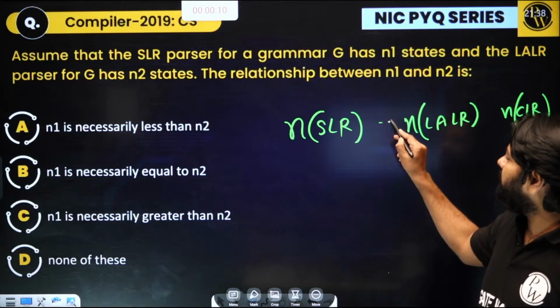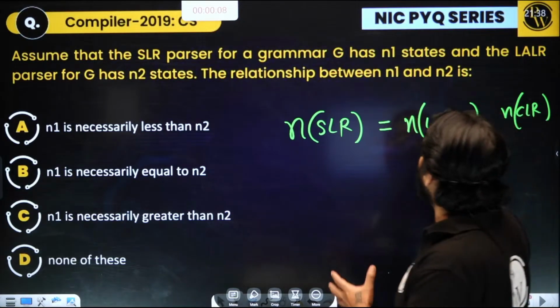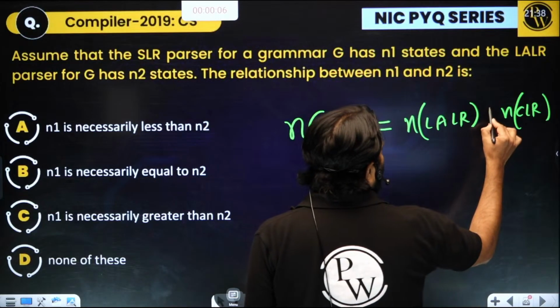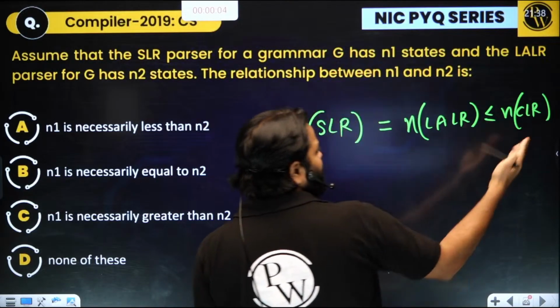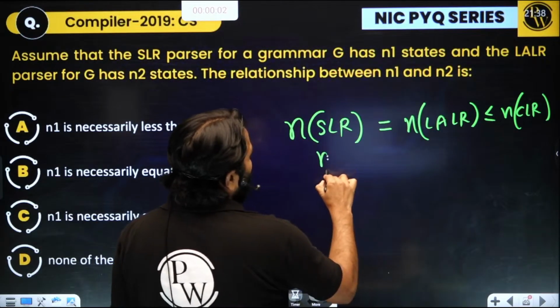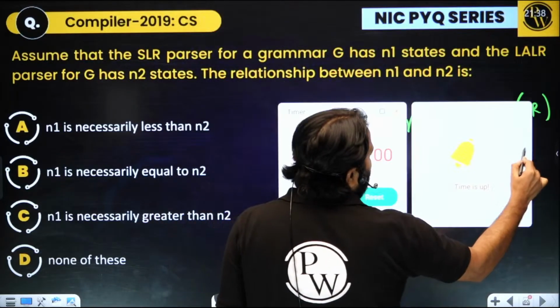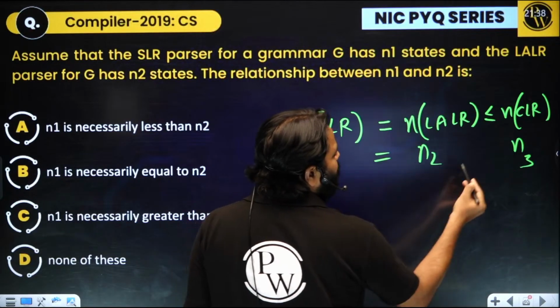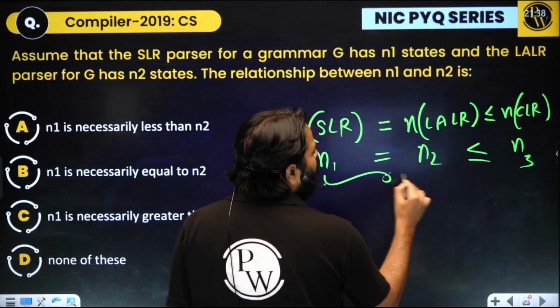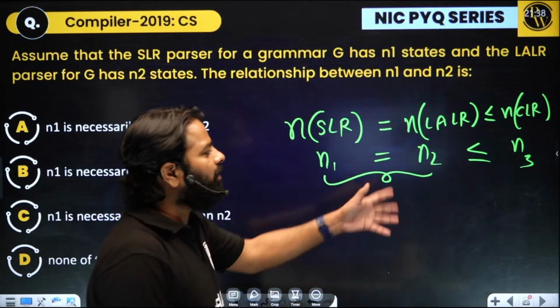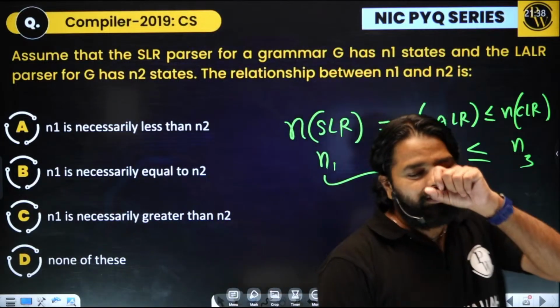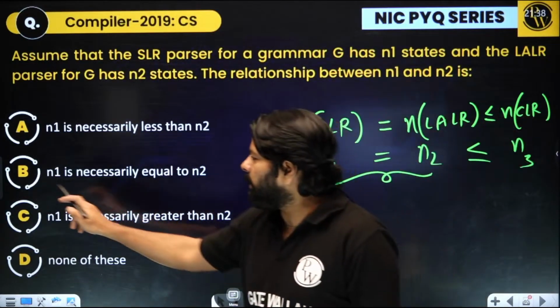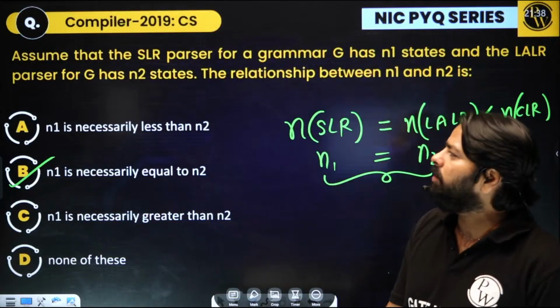These two are always equal, and the number of states for the same grammar might be equal or less than the CLR. So if you say this is N1, N2, N3, N1 should be equal to N2, but these two are either less than or equal to N3. So the answer will be both should be equal. N1 is necessarily equal to N2.